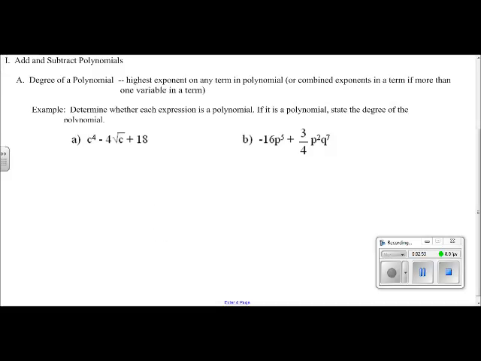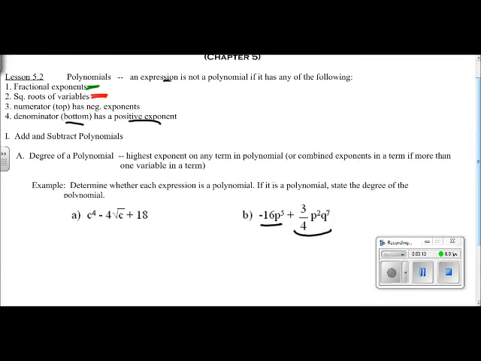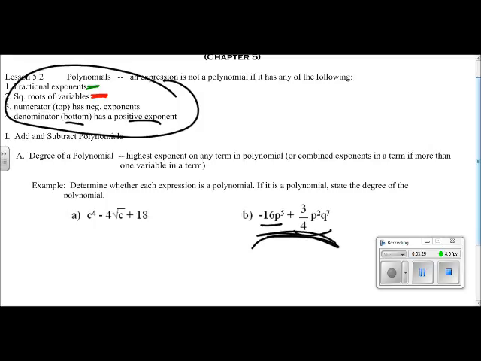Now moving on to the other one. This polynomial is negative 16 p to the 5th power plus 3/4 p squared q to the 7th power. So this one has two terms, the negative 16 p to the 5th and the 3/4 p squared q to the 7th. And it follows all of our rules. None of the fractions are exponents. There's no square roots of any variables. There is no numerator here. It's all just one piece. And so the denominator doesn't have any positive exponents, and the numerator doesn't have any negative exponents. So this one passes, and it is a polynomial.